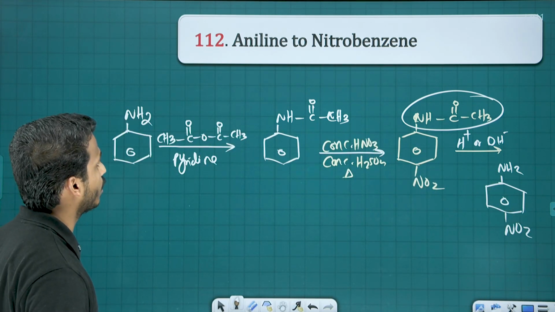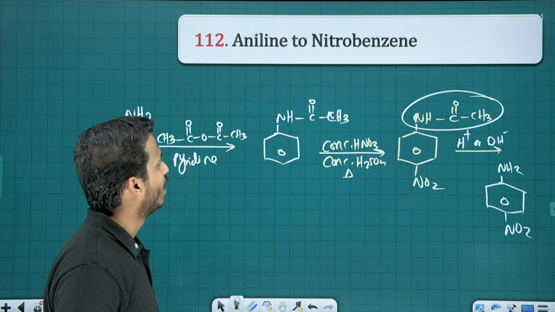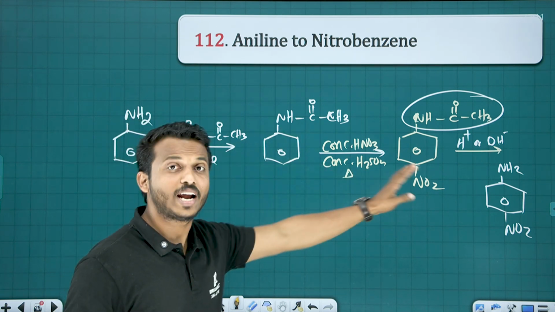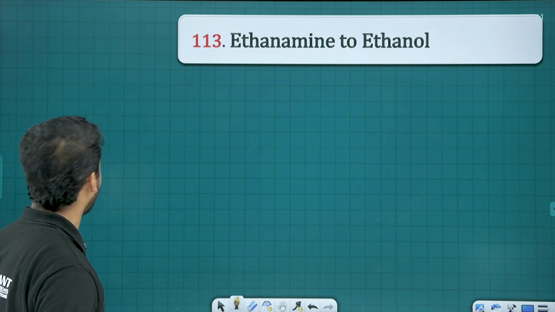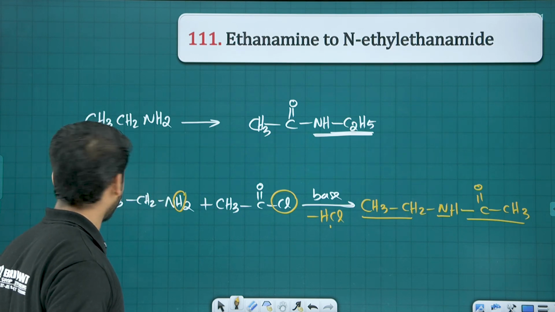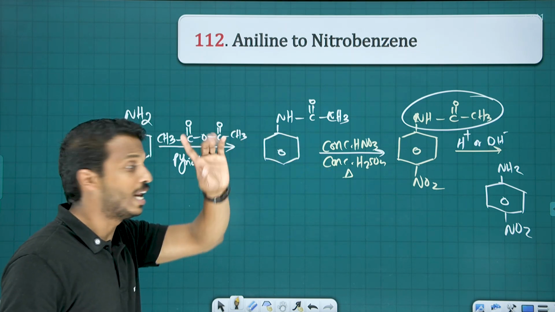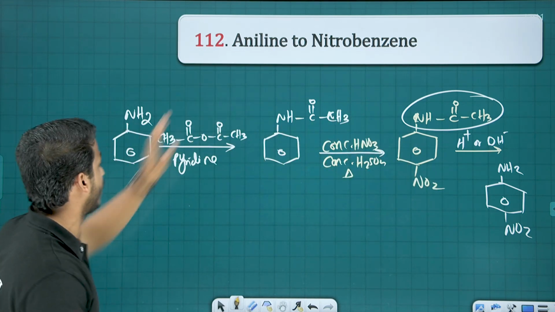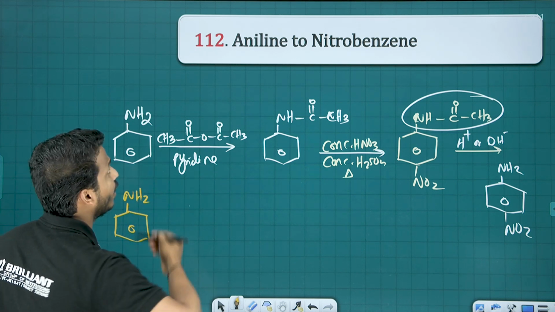Here they're asking aniline to nitrobenzene, right? So aniline to nitrobenzene they want, not para-nitroaniline. Anyway, just to keep it, I think the question about aniline to para-nitroaniline is already there. If that question comes up in the further discussion, I will not discuss it again. Anyway, remember aniline to para-nitroaniline, this is the procedure.